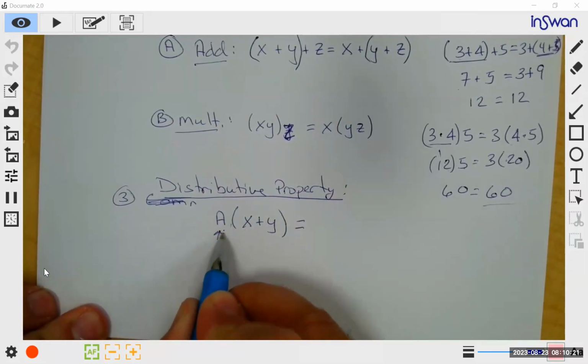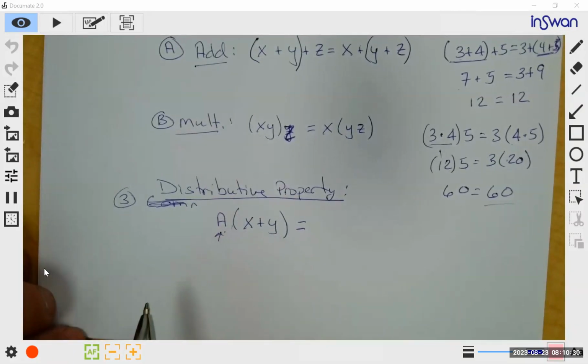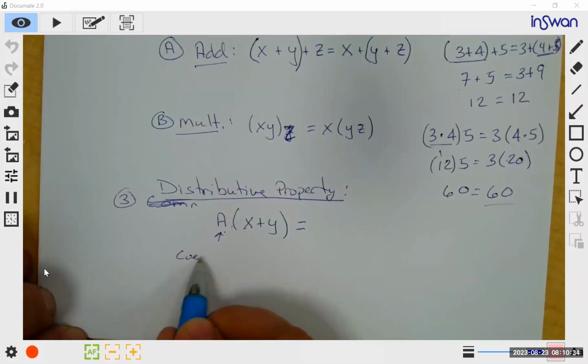The number in front of a parenthesis or in front of a letter is called a what? What is the name of a number in front? Very good. Yes. It's called a coefficient.